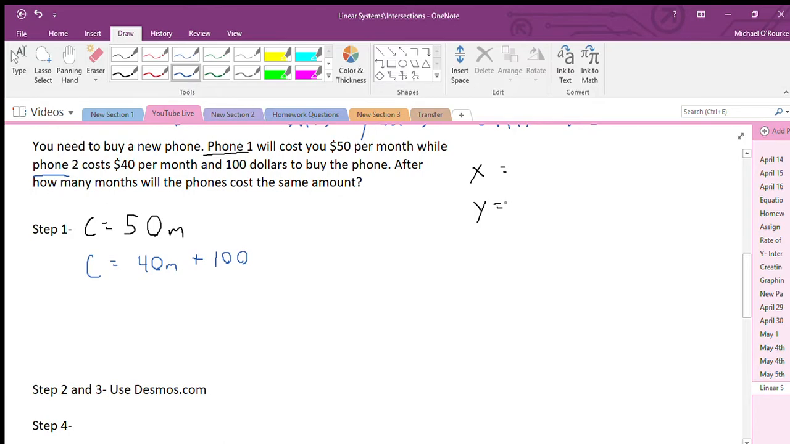So let's take a look here. Our Y value is going to be cost. Our X value is months.